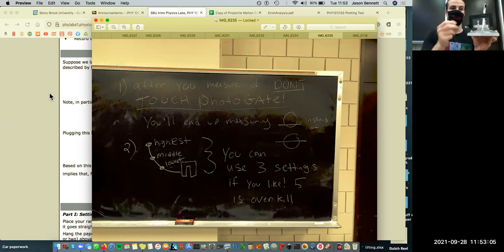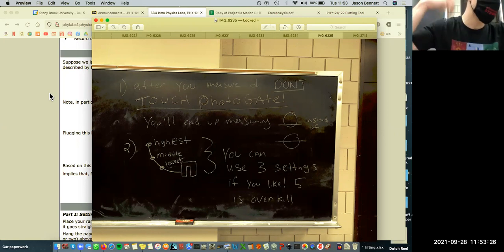Because if you do that later by accident, what you'll effectively be doing is, maybe when you calculated the diameter of the ball, you were measuring this, but if you touch it, you'll be measuring that, which is a different distance. And so if you touch it later in the lab, you may have to go back.